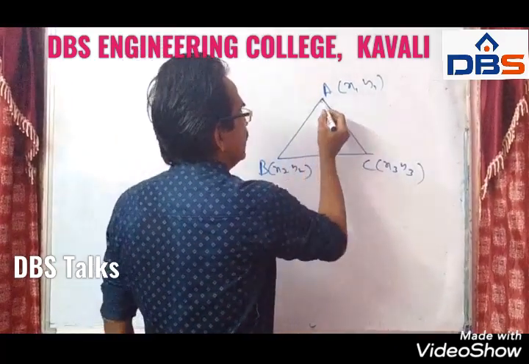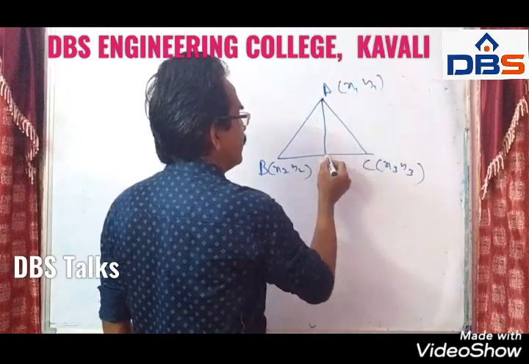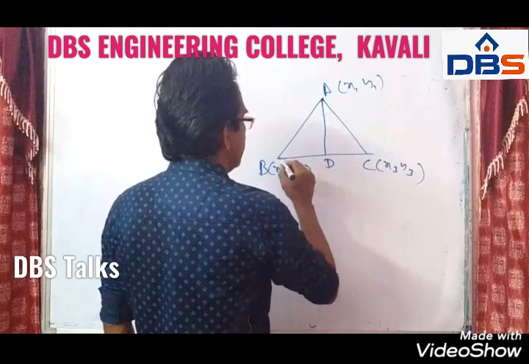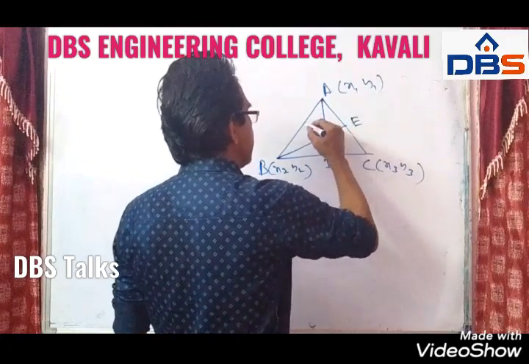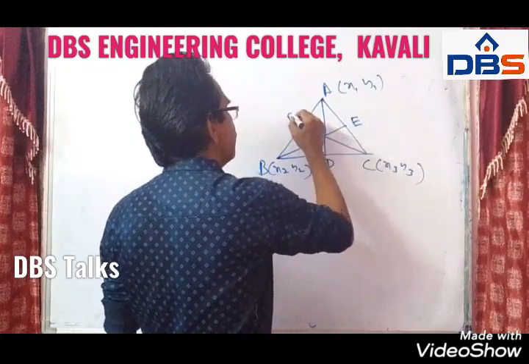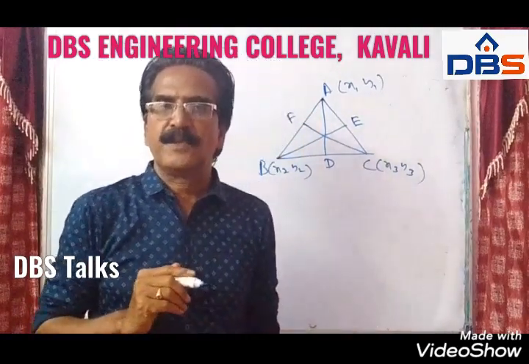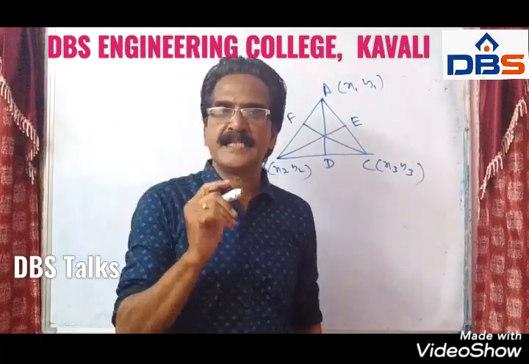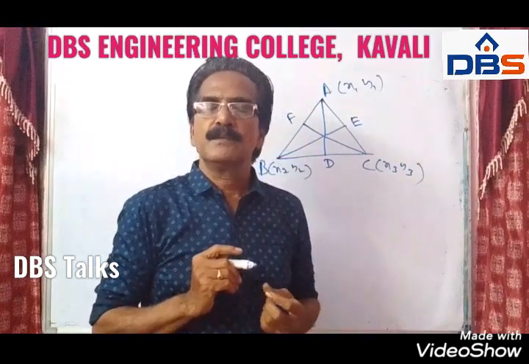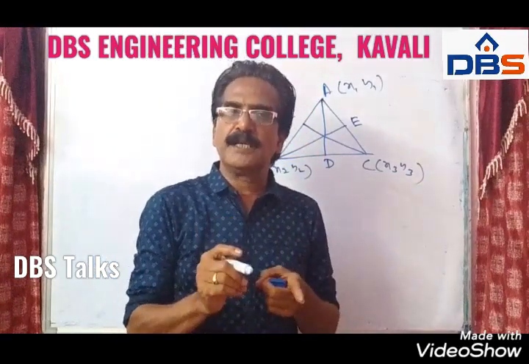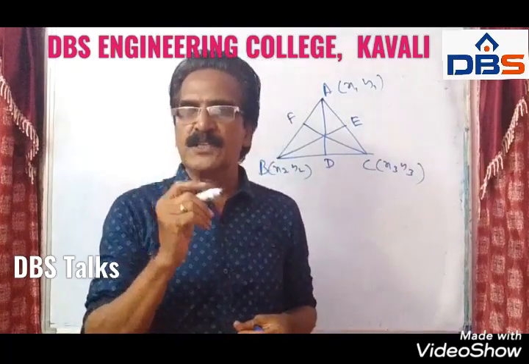Medians means the line drawn from A through the midpoint of the opposite side BC, and this is BE and this is CF. So AD, BE, CF are the medians. Medians are drawn from the vertices through the midpoints of the opposite sides. Those are medians.